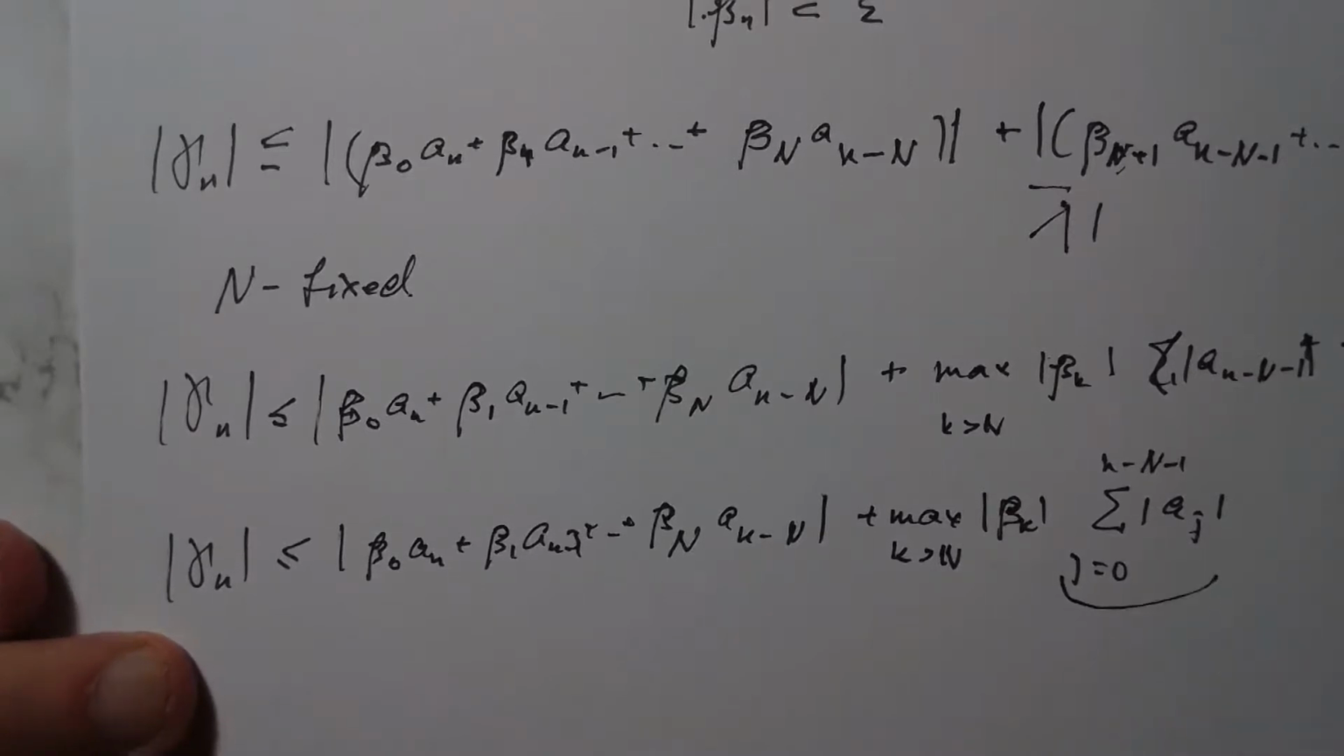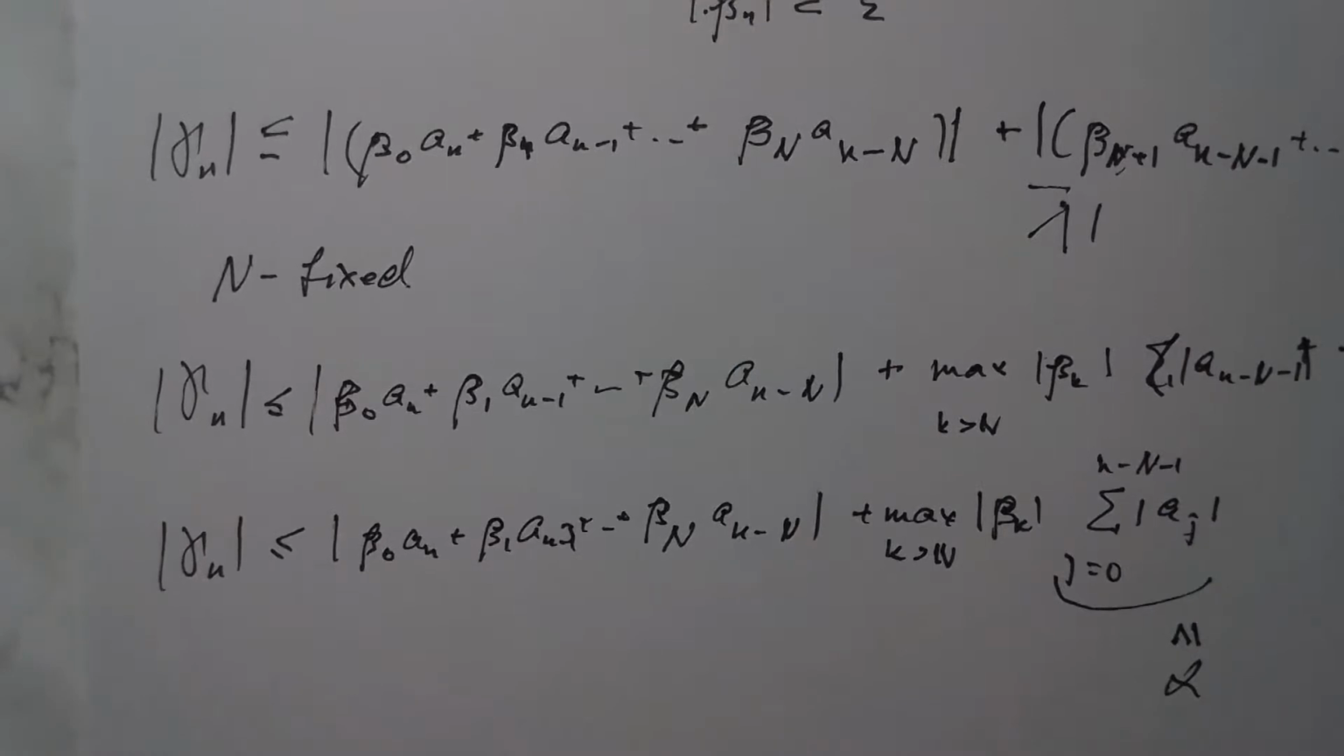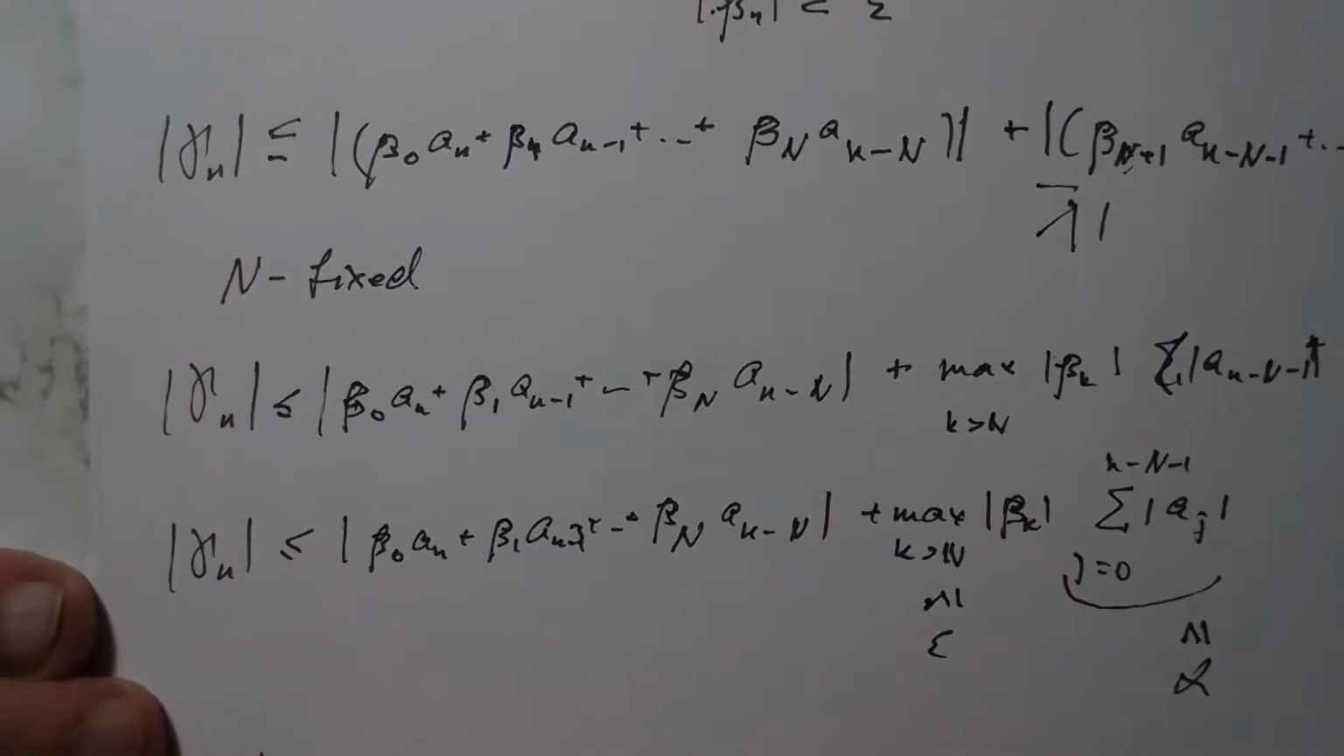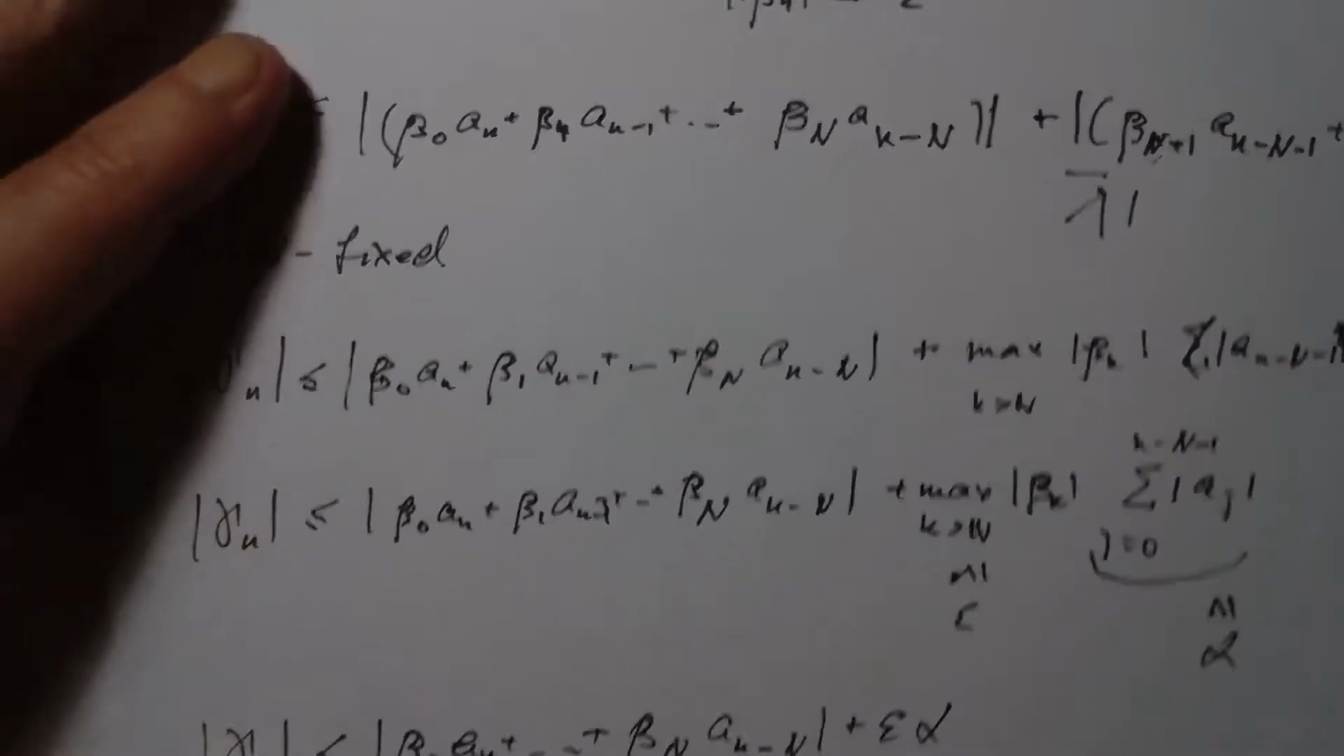These are the partial sums of the series A. And these partial sums, because the series converges absolutely, are bounded by some number, let's call it alpha. This number is fixed once and for all. All the partial sums of the series are bounded by some number, and this one is less or equal than epsilon. So what I have is that gamma n is less or equal than beta naught a n plus etc. plus beta N a n minus N plus epsilon times alpha.